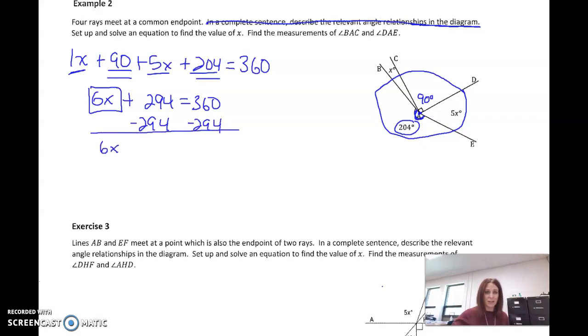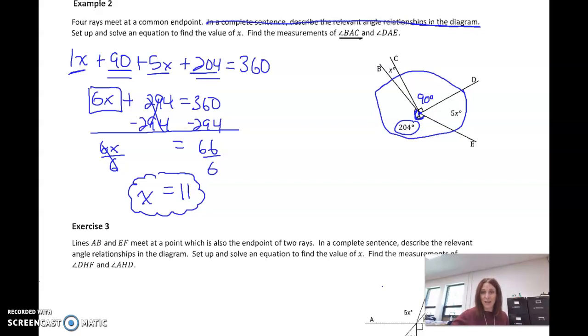Bring down my 6x equals, and you subtract that, you get 66. Okay, now this is 6 times x, and I want to solve for x, so I'm going to divide. Whatever I do to one side, I do the other, and I get x equals 11. Awesome. One piece of advice though, make sure you're answering the question being asked. Find the measure of BAC. I did that. The measure of angle BAC is x, which is 11.